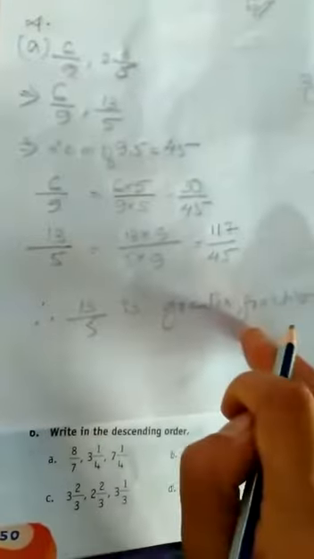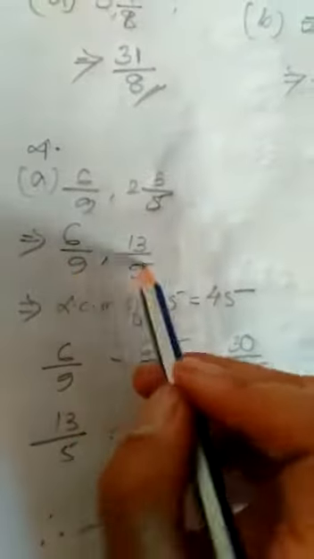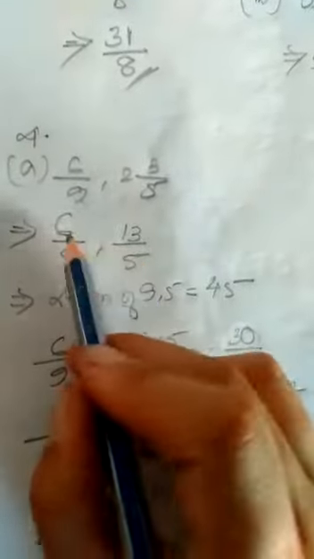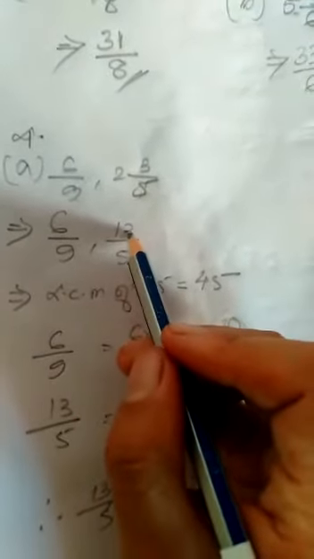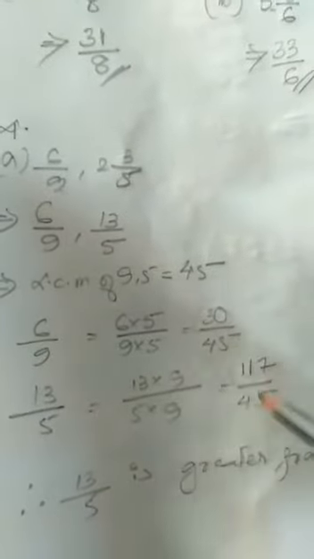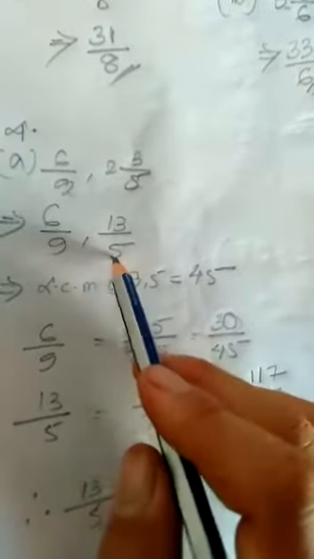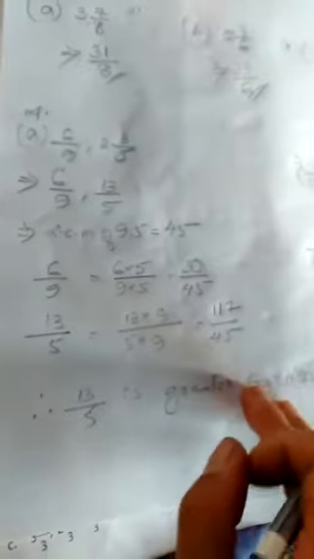When we have different denominators, we have to find the LCM first. After making like fractions, we find out which one is the greater fraction, okay? But if you have the same denominator, you only compare the numerators: which numerator is bigger and which is smaller. But the reason we are converting into like fractions is that we have different denominators, okay? So now I have shown you how to find out which one is the greater fraction in question number 4.